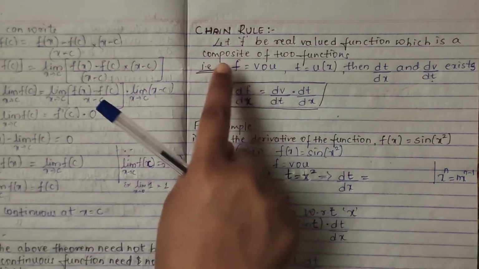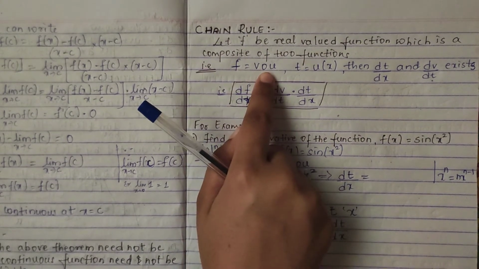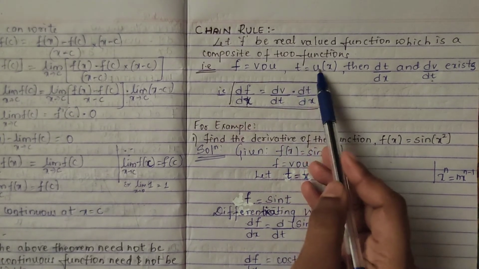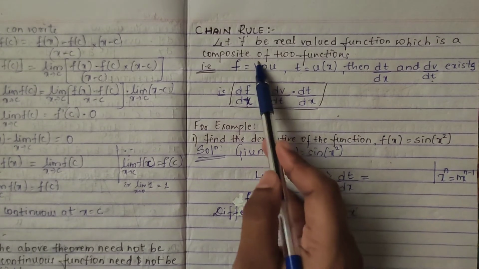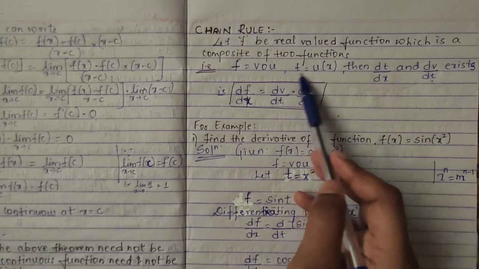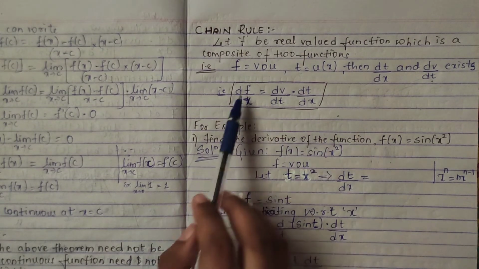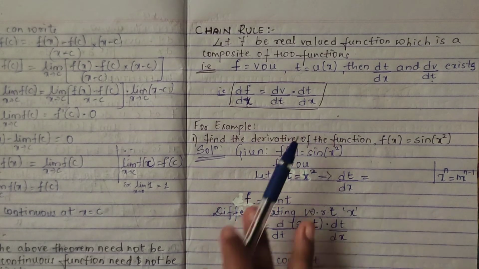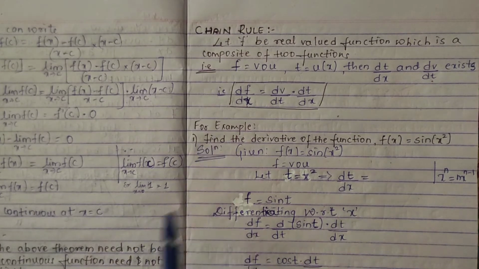So f is a real valued function which is a composite of two functions I've taken there: V composition U. Here what I am doing is substituting U of x as t. Then the differentiation will be dt by dx and dv by dt, because this will be involving t, right? So we have written df by dx is equal to dv by dt into dt by dx. You will understand it in the problem way what I am trying to tell you. So we'll see the example.